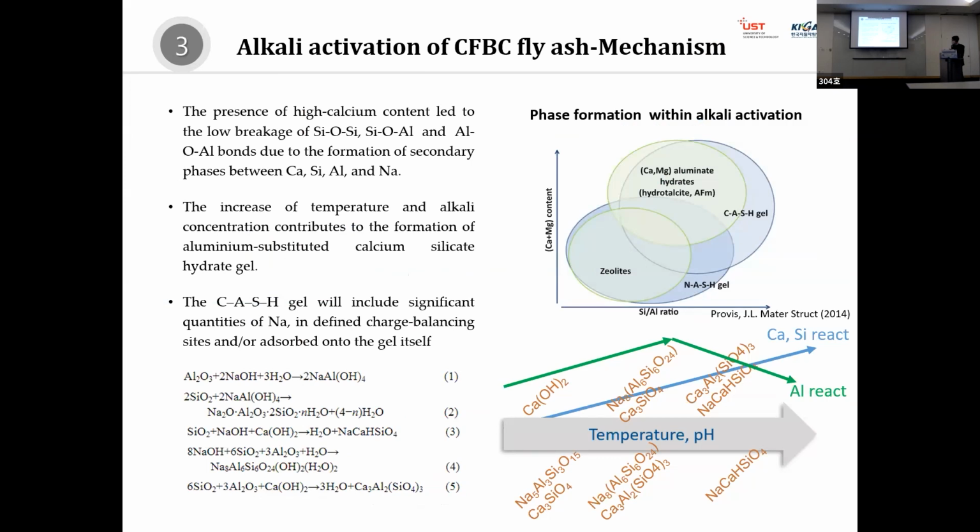With the increase of calcium content and with increasing conditions, more calcium is involved in the precipitation product, and with the increase of temperature and pH, calcium is replaced. First aluminum reacts, and then calcium replaces aluminum. Then aluminum is freed to the environment, and calcium takes the place of aluminum in the precipitation product.